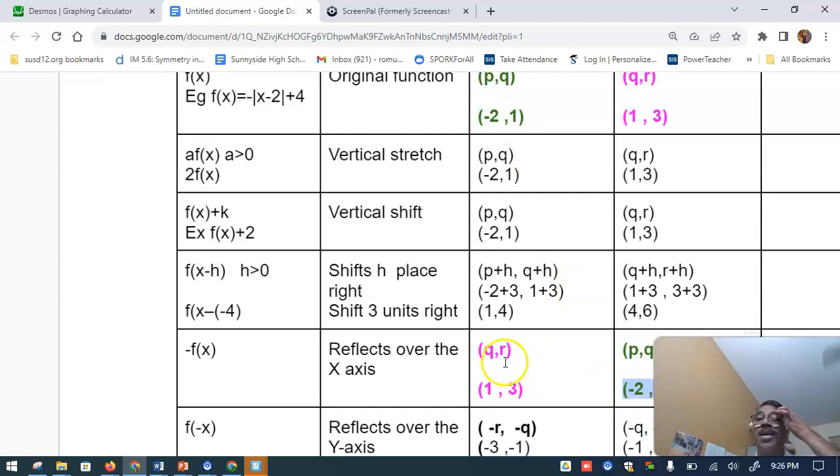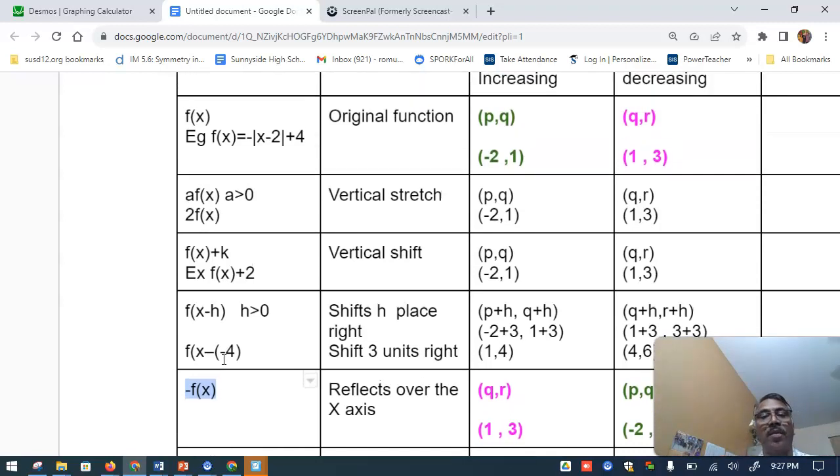So the formula is, all you do is, if this is QR, then QR comes here. If this is PQ, then this will go right here. That's all it is. You just swap the intervals. That's the inference or conclusion, or you make a conjecture: for minus of f of x, whenever there's a reflection over the x-axis, increasing becomes decreasing and decreasing becomes increasing. That's all it is. Now comes the next one.